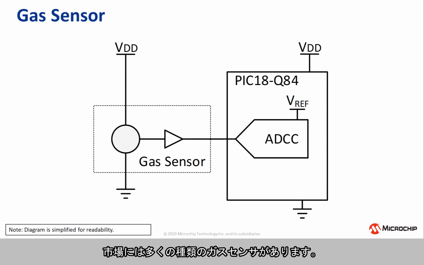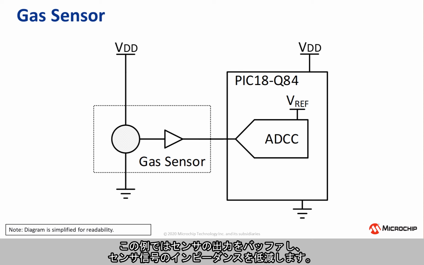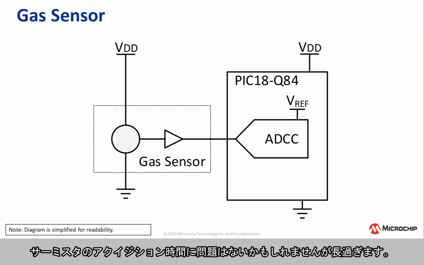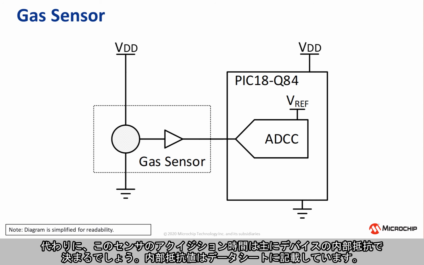There are many types of gas sensors on the market. This will focus on a voltage output sensor. In this example, the output of the sensor is buffered, reducing the impedance of the sensor signal. While the acquisition time of the thermistor would work, it would be overly excessive. Instead, the acquisition time of this sensor would be primarily dictated by the internal resistances on the device, which are described in detail in the datasheet.